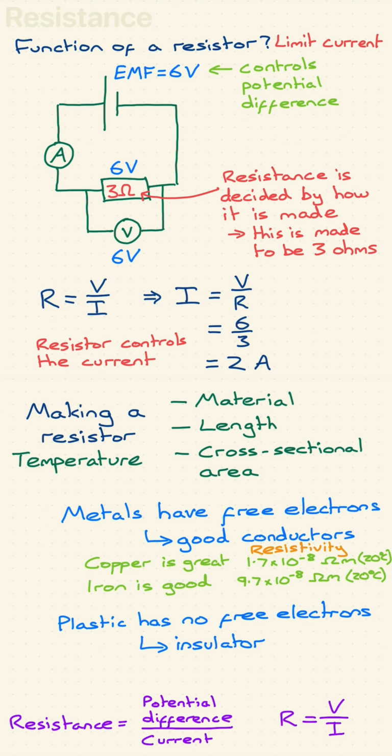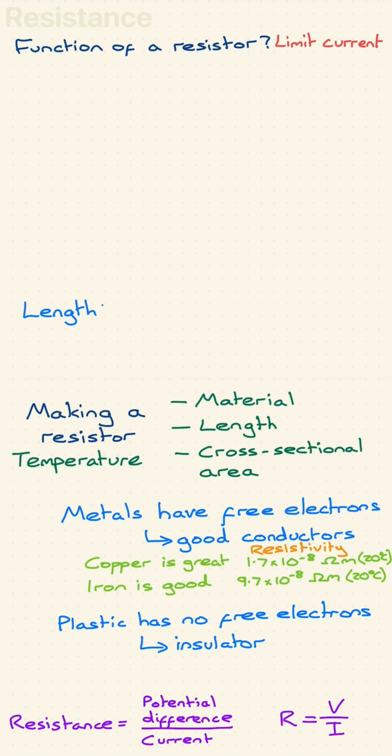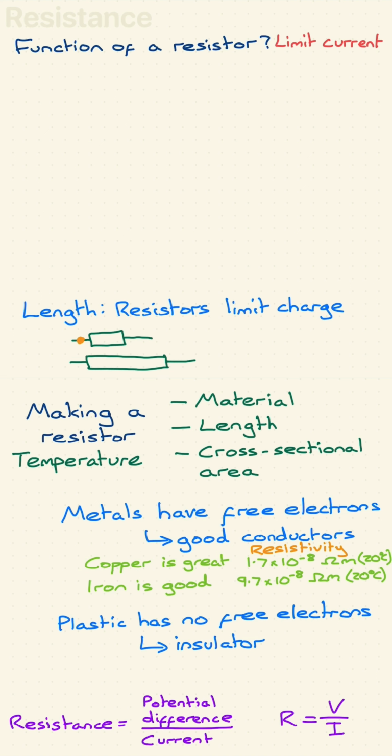Length. This one is quite intuitive really. If we think of resistance as resistance to the flow of charge, if a charge has to go through a longer piece, it experiences resistance getting here, but then still has to continue and get over here, so there's more resistance. In fact, doubling the length doubles the resistance. So resistance is proportional to length.